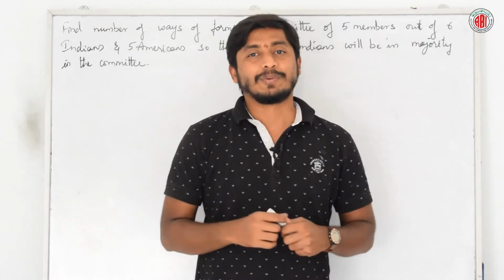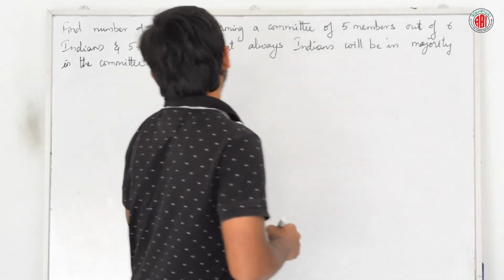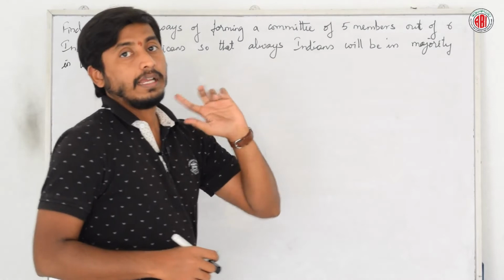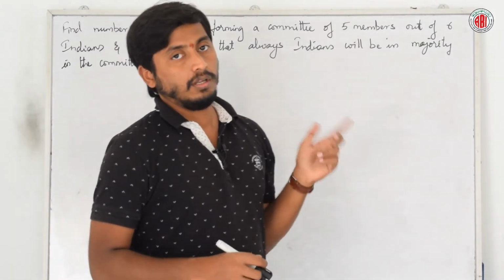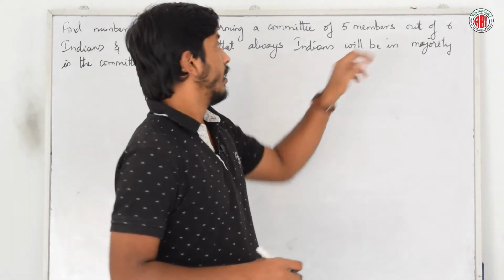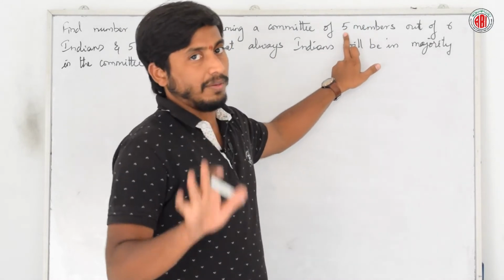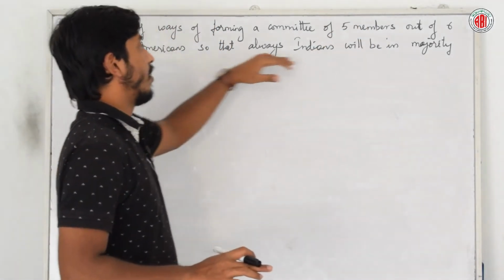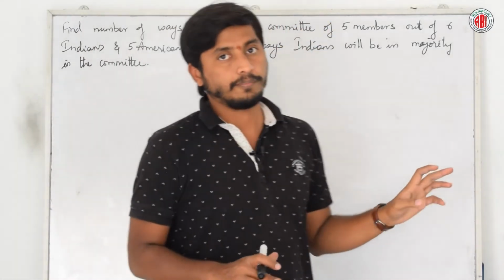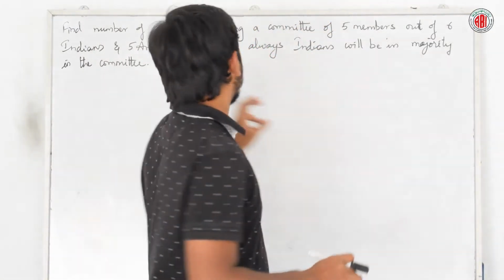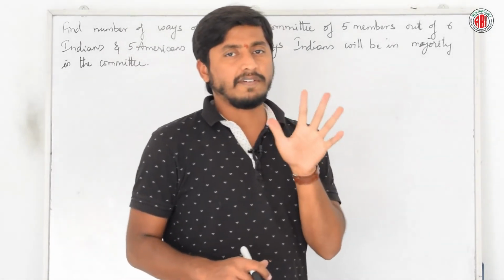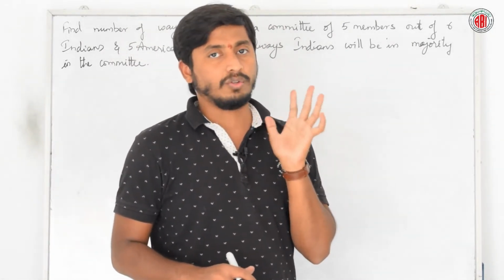Let's do. Look at the question here. He is asking, find number of ways of forming a committee of 5 members. It is almost similar to this cricket team question. 5 members is the total number, maximum. Out of 6 Indians, 5 Americans, so that always Indians should be in majority. Okay. The number is 5 and 6. So we need only 5 people out of those all.